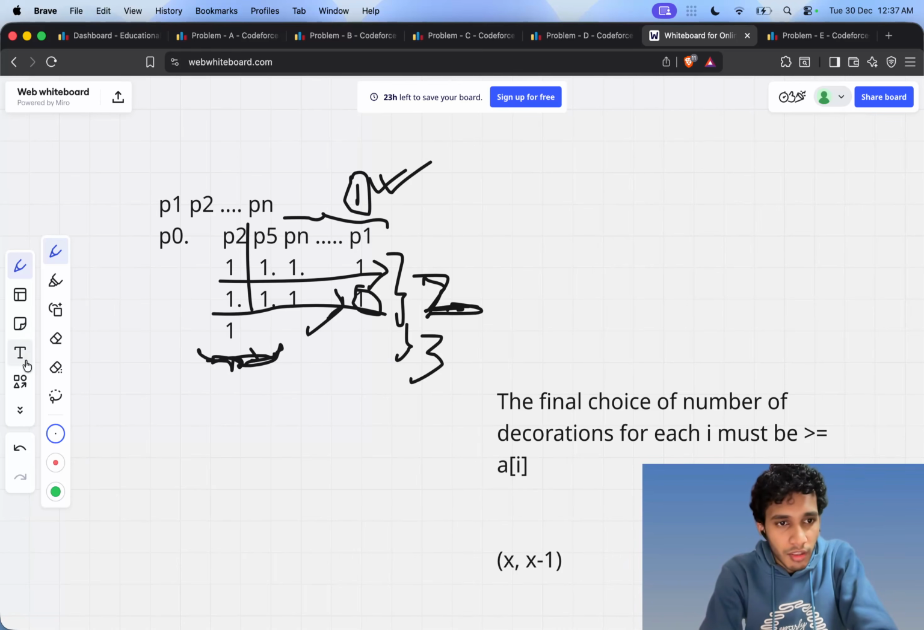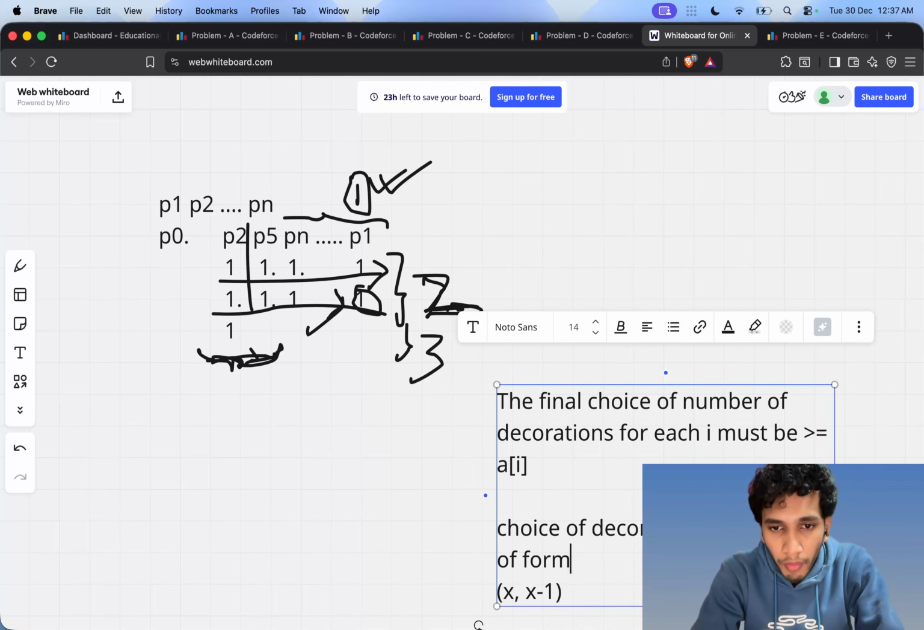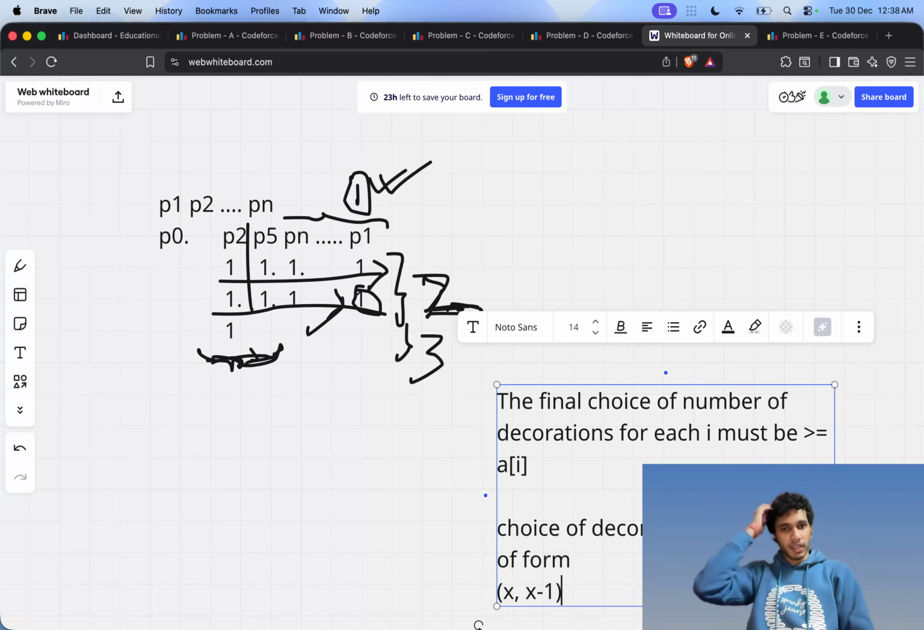So this gives us the conclusion that the choice can be only of the form x, x minus 1. So this gives us the scenario where a decoration is not possible for a permutation.